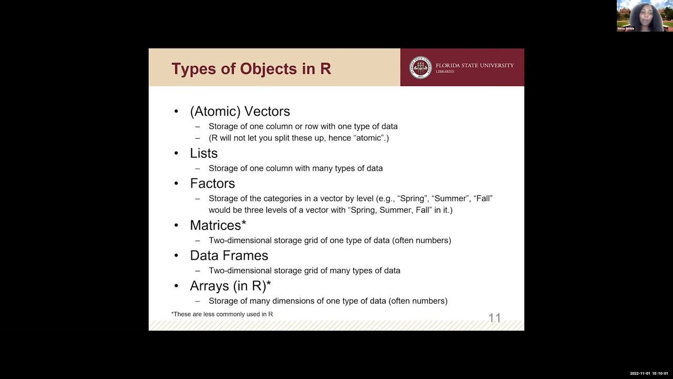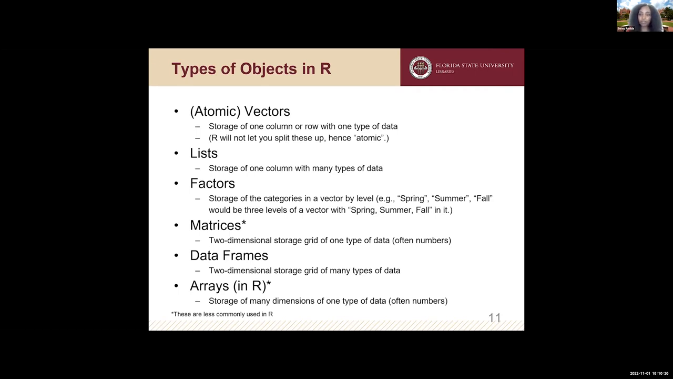So the next type are matrices, and matrices are two-dimensional storage grids with one type of data, and usually that type is numeric. So it's basically a two-dimensional vector. A vector is one row or one column of one type of data, and a matrix can contain multiple rows and columns of one type of data. And these are also not super common.